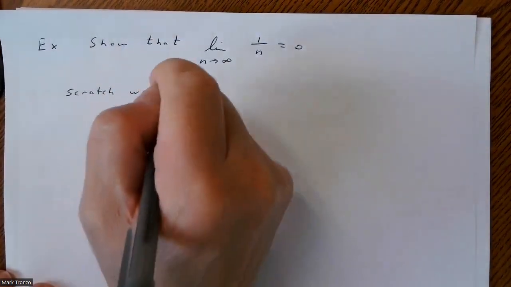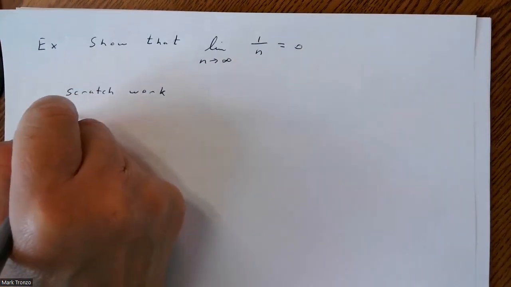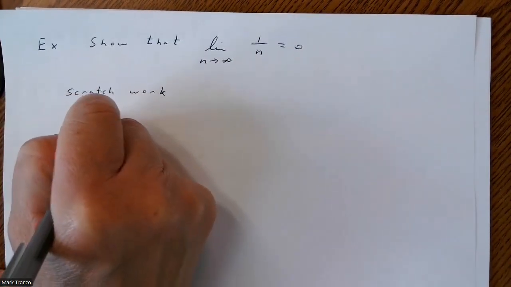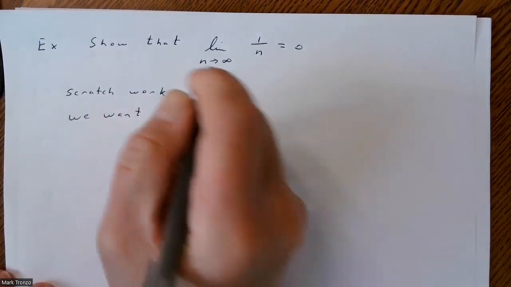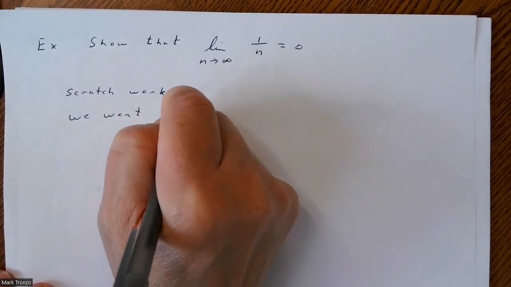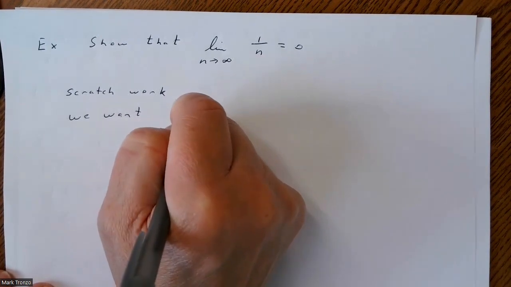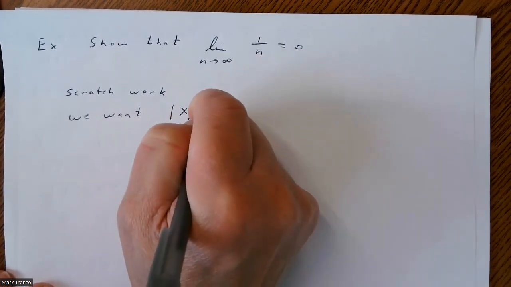So think of what we're trying to do. We want our x n, and I'm going to call the limit L this time, because that makes it a little bit easier.